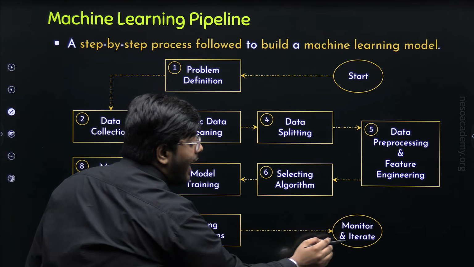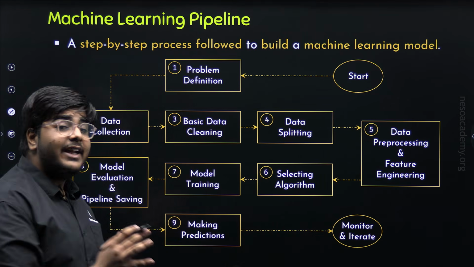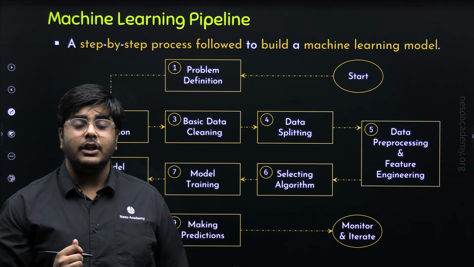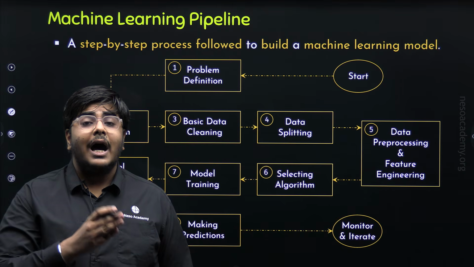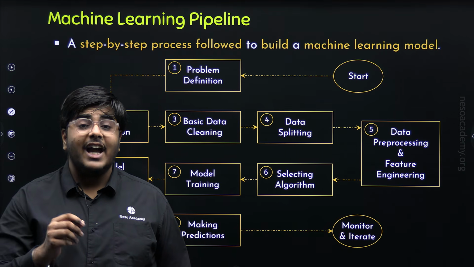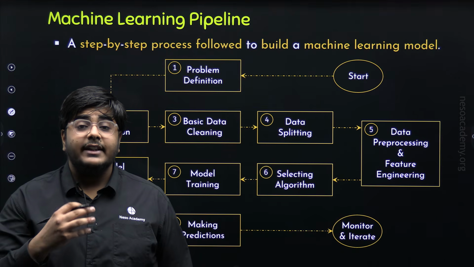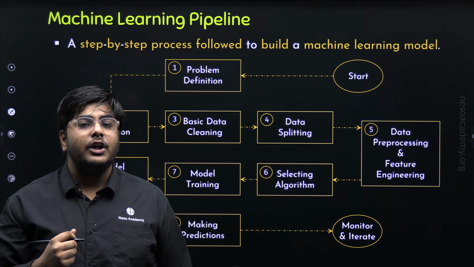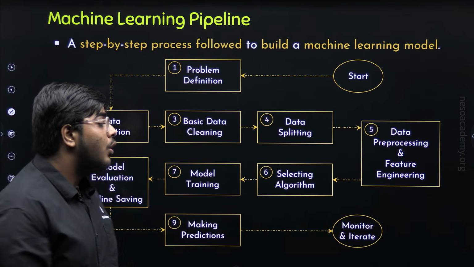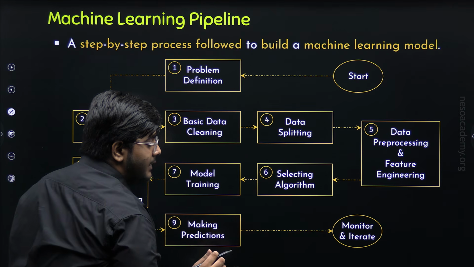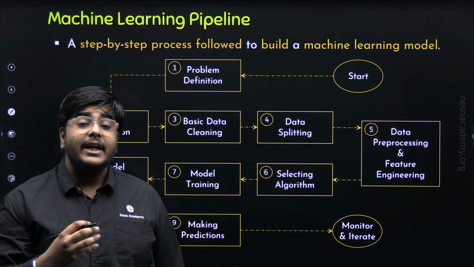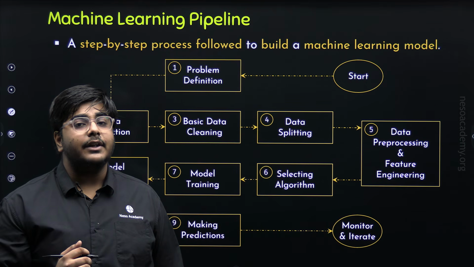And what is the meaning of iterate? Iterate means to continuously improve the performance of the machine learning model. For example, the house prices may change after a few months. That is why we need to collect the new data. Then we need to retrain the machine learning model. This process is known as iteration. So, monitor and iterate means keep on checking the performance of the machine learning model and improving it wherever required.